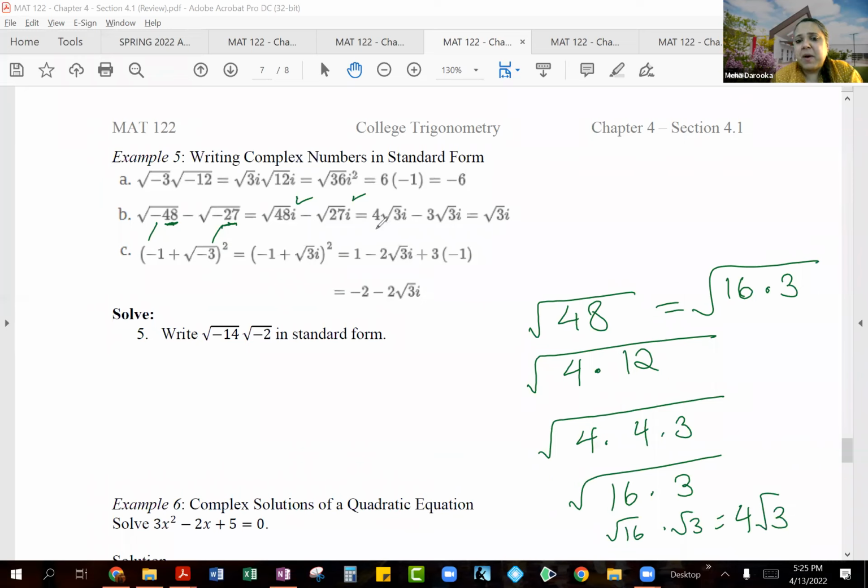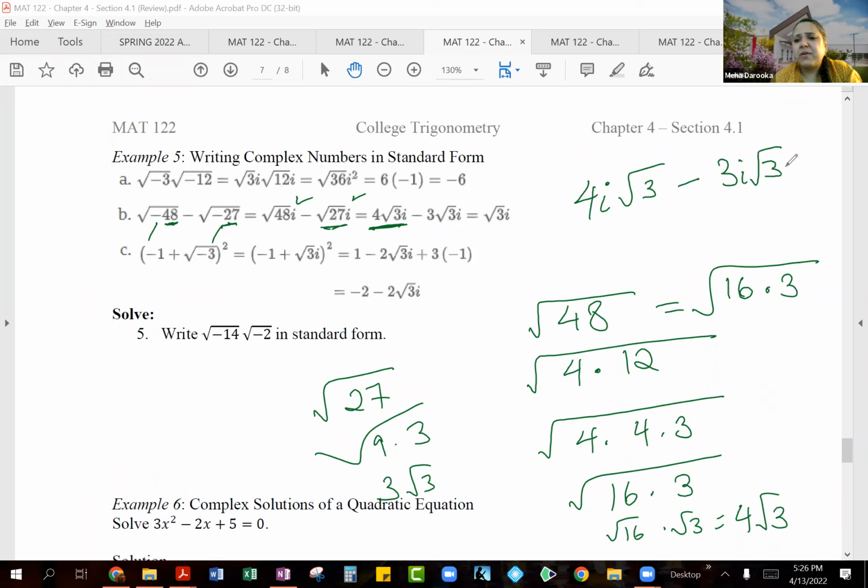So that's how they came up with 4 times square root of 3i. And again, if I were writing this out, I would write it as 4i and then the square root of 3. Same thing happens with 27, because 27 will break down into 9 times 3. Square root of 9 is 3, and then you're left with the 3 after it. So that again will become 3i square root of 3.